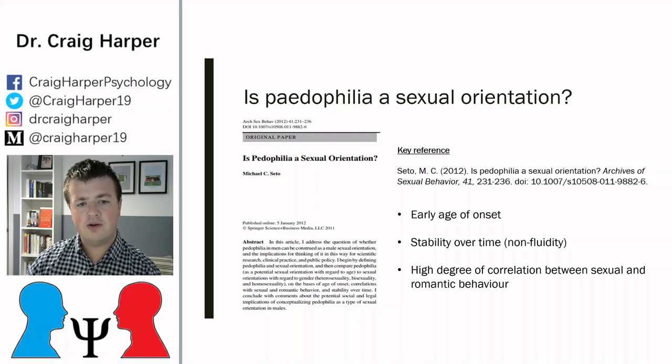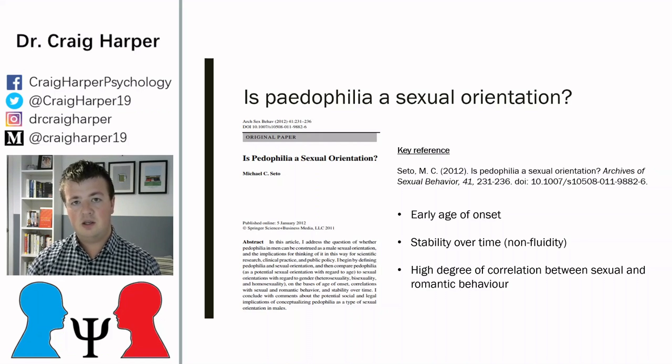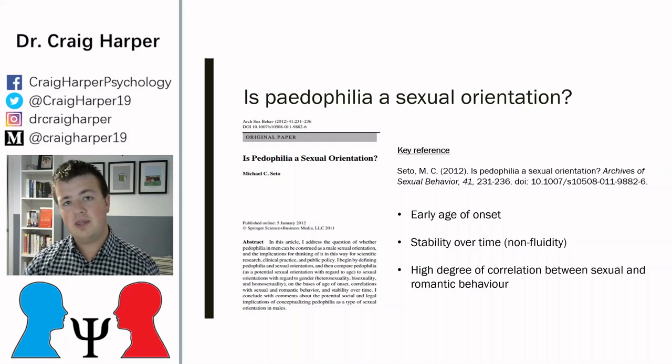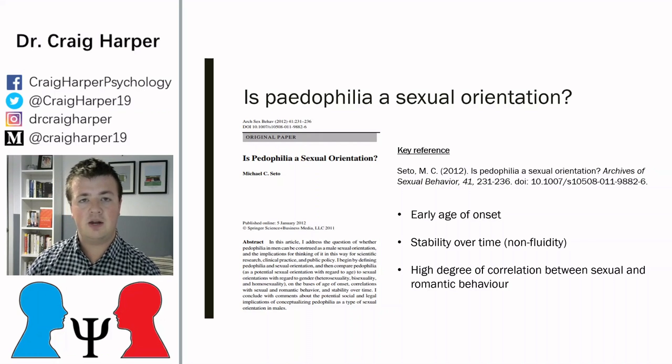And we also know that there is a degree of correlation between sexual and romantic behaviour in people with paedophilic sexual arousal patterns. We know this because the more exclusively somebody is paedophilic rather than teleiophilic, the higher the incidence of them self-reporting falling in love with a child, and the lower the incidence of them declaring that they've fallen in love with an adult. There is a degree of correlation, therefore, between sexual and romantic behaviour.